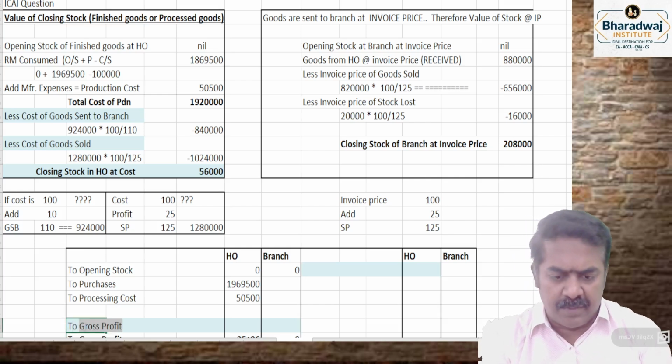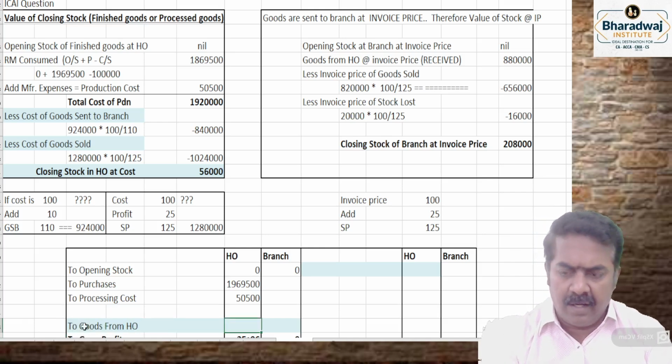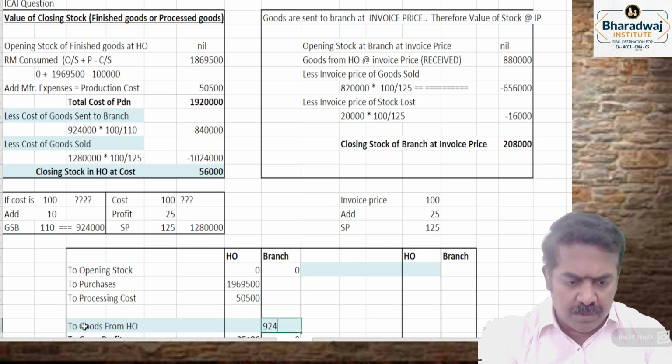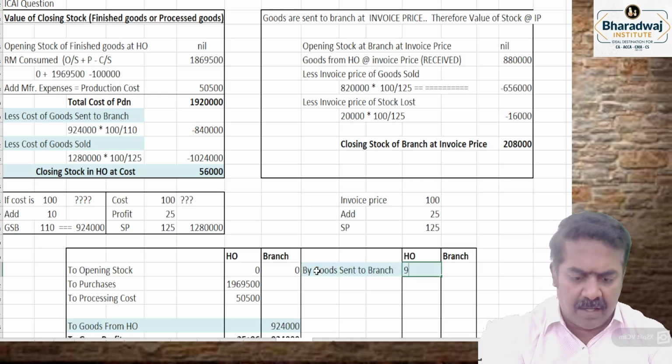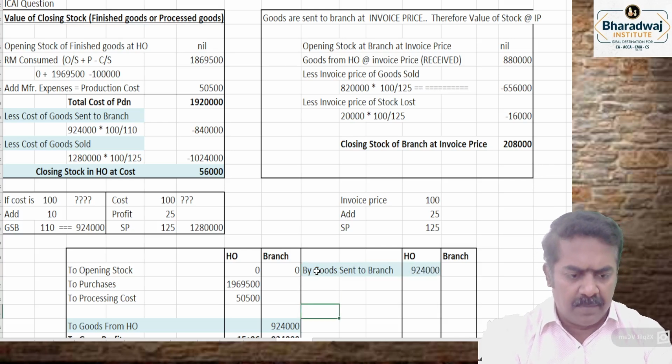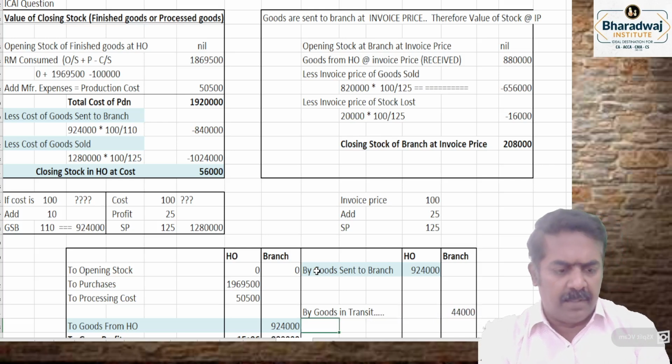Then goods from head office. What is the goods sent? 9,24,000. Debit the branch, credit the giver. By goods sent to branch. What is the goods sent to branch? In the head office column 9,24,000 will come. Goods in transit. How much is there? 44,000 will come in the branch column.